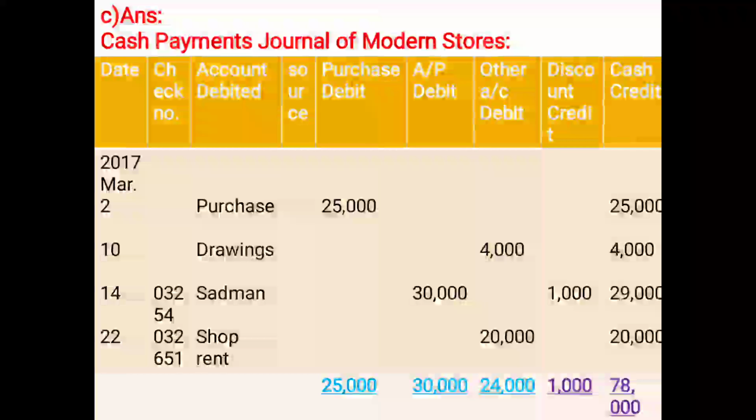Another one, cash drawn from business. In this transaction 2 accounts are involved: drawings and cash. So in the account debited column you have to write the drawings account, and in the others account debit column taka 4,000 and in the cash column taka 4,000.